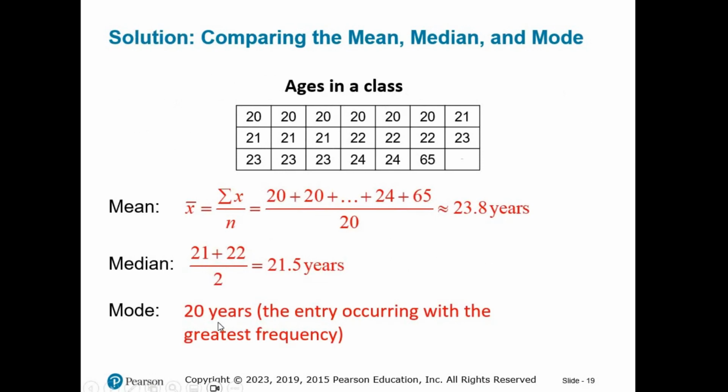The mean is approximately 23.8 years. The dataset has an even number of entries, so the median is the average of the two middle entries and comes out to be about 21.5 years.